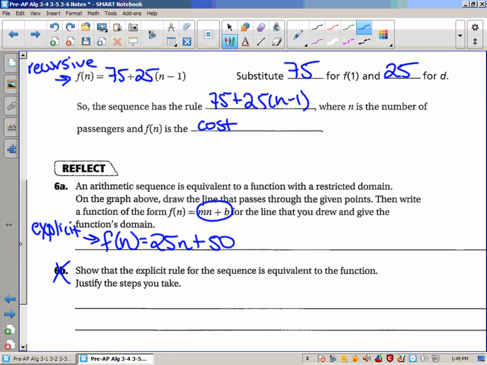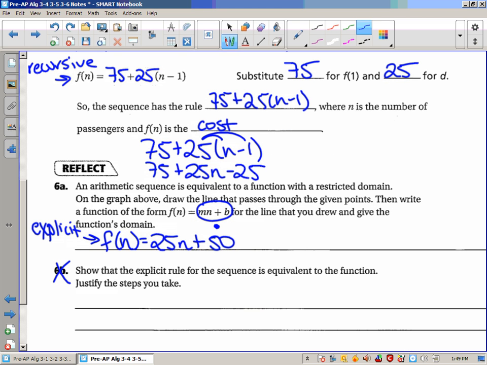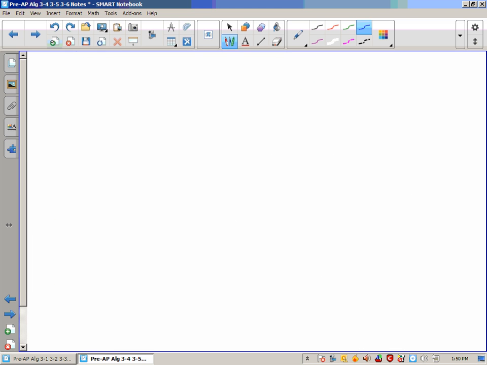So let's do it. If I have 75 plus 25 times n minus 1, what I'm going to do is simplify first by distributing, and then combine like terms. Well, what's 75 minus 25? It's 50. So if I simplify this function rule that we came up with here, then I get this answer right there. Okay? All right. Let's do a couple of practice problems.